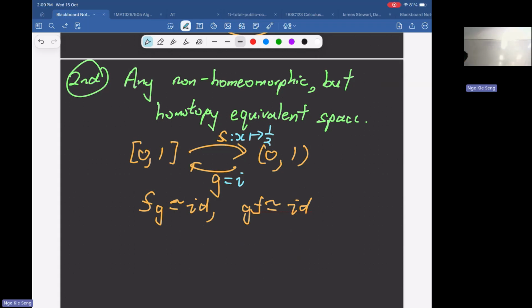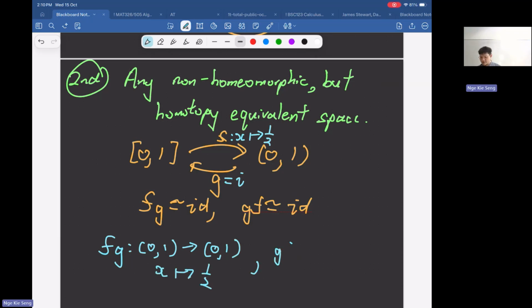So in this way, if you compose in two different ways, what do you get? You include the open interval and then send everything to half, or you send to half first and then you include half into the interval. Either way, you get a constant map. So FG is from the open interval to the open interval, and it is a constant map. GF is also a constant map.